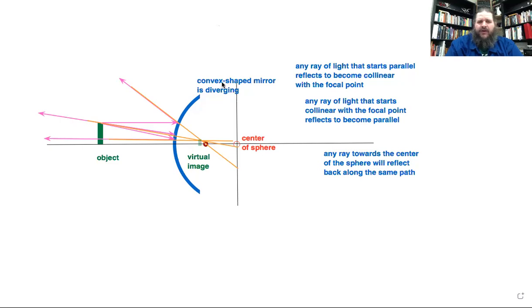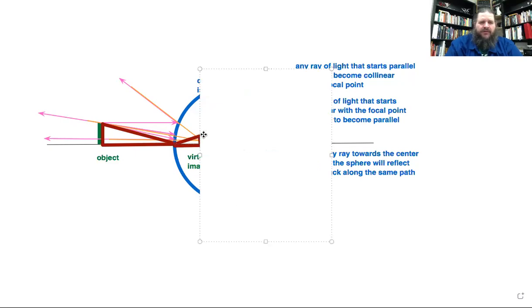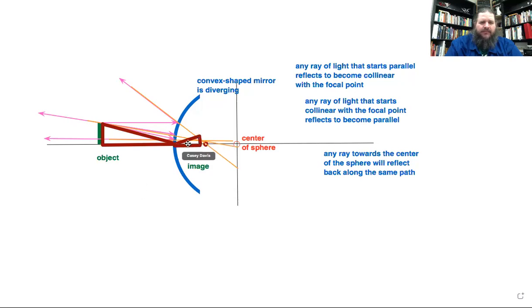In fact, we can draw out a triangle here that might be useful to consider. If we draw a triangle with the object height as one of the sides, and the distance to the mirror as one of the sides, and then a hypotenuse, we could also draw a triangle with distance to the image as one of the sides, height of the image as another side, and this hypotenuse. What do you think we can assume about those two triangles geometrically? They're proportional to each other. Yeah, these are similar triangles, so they're going to be proportional to each other.